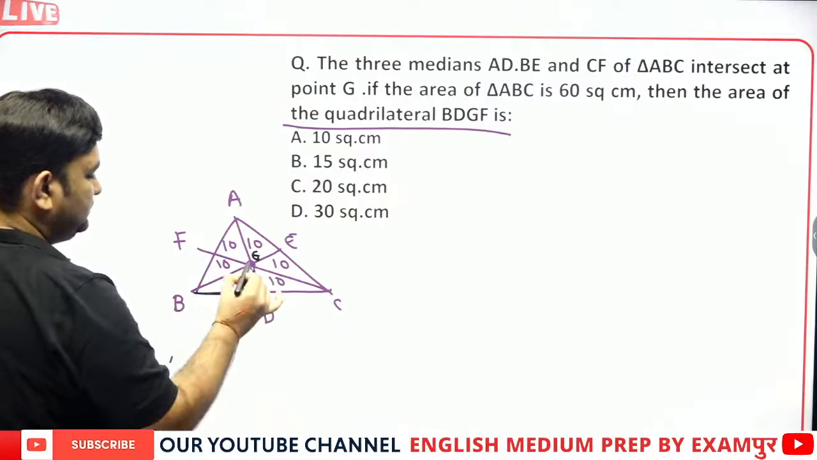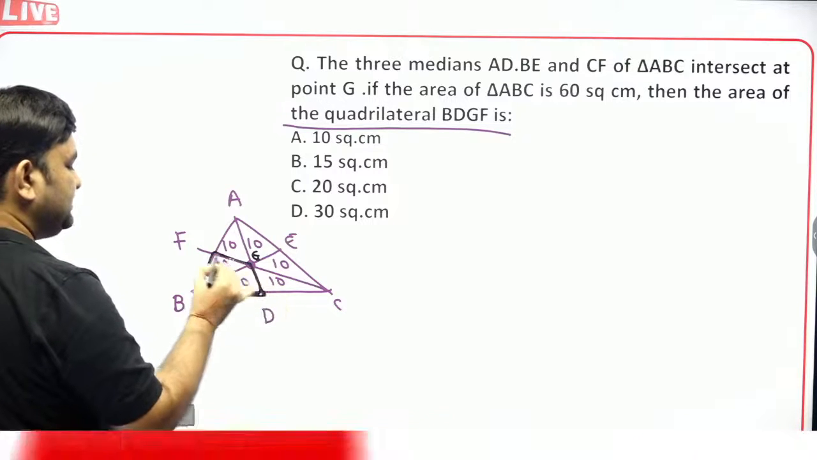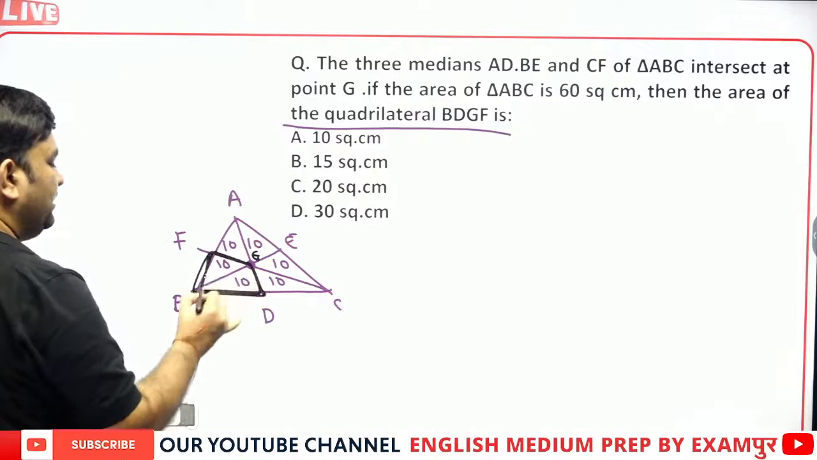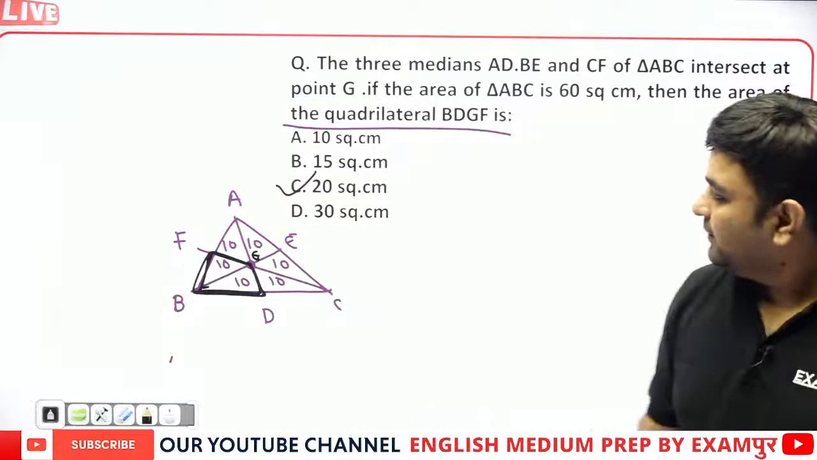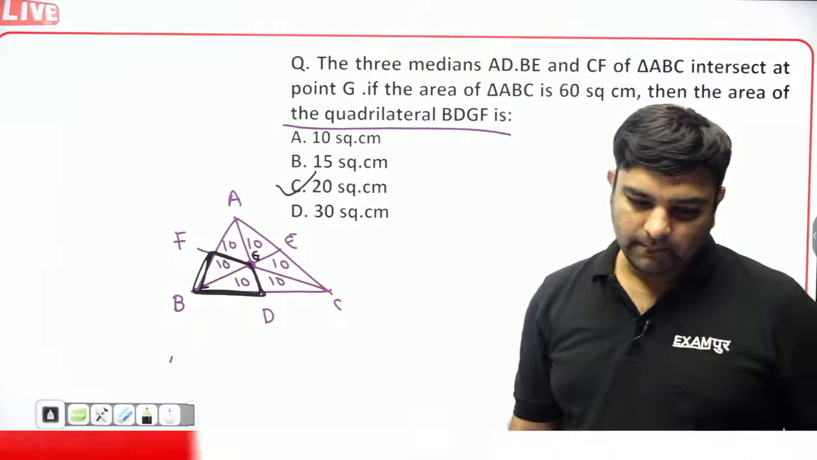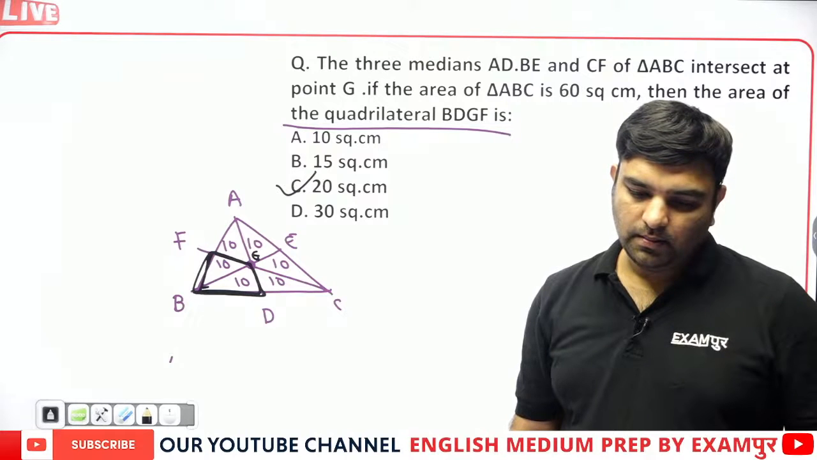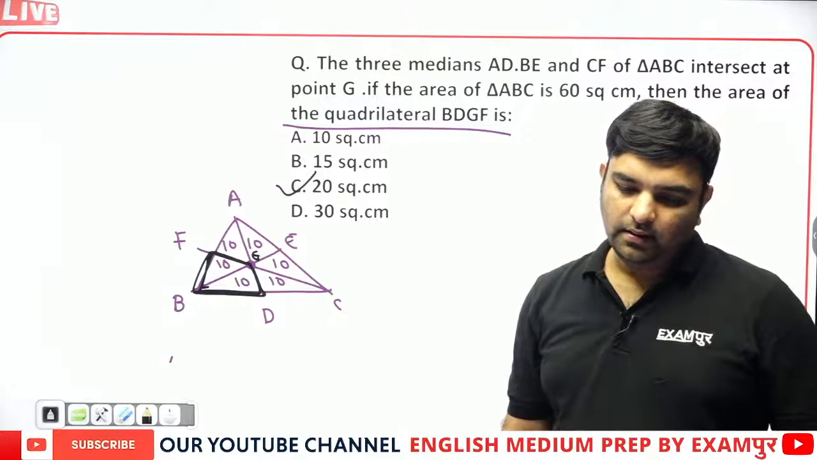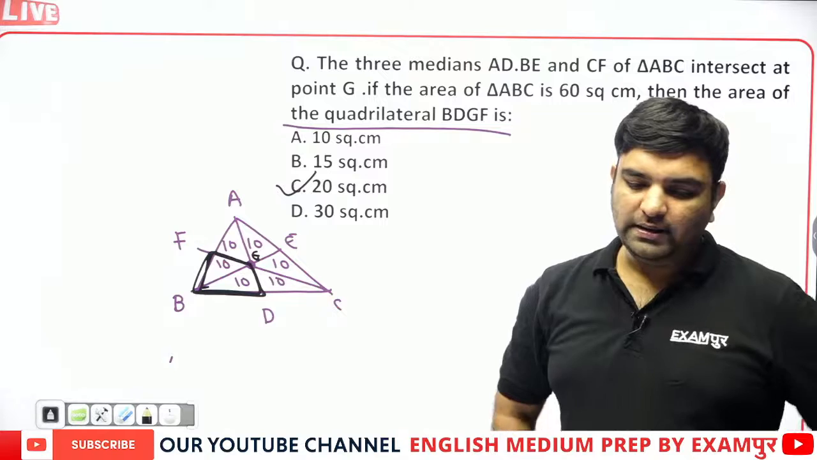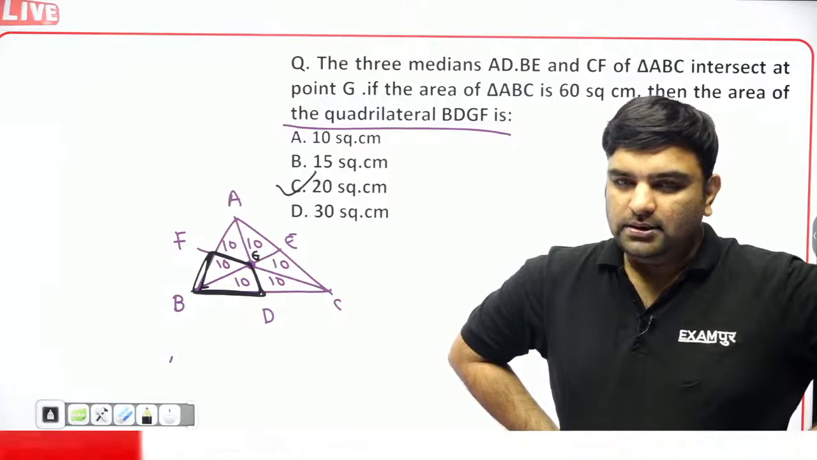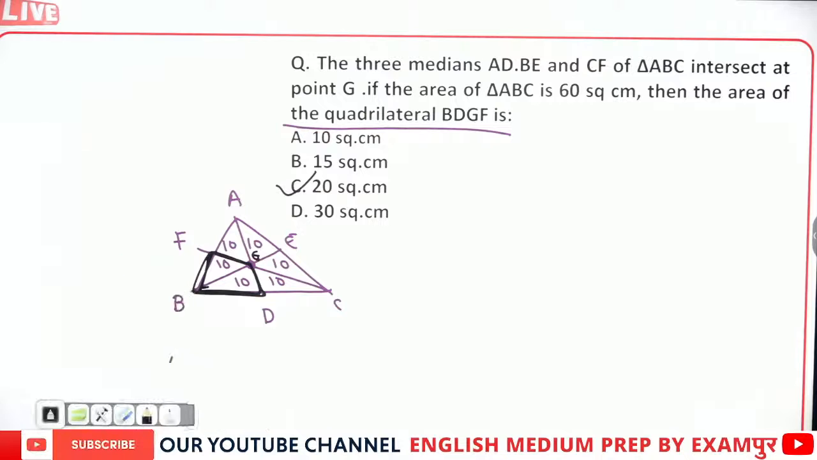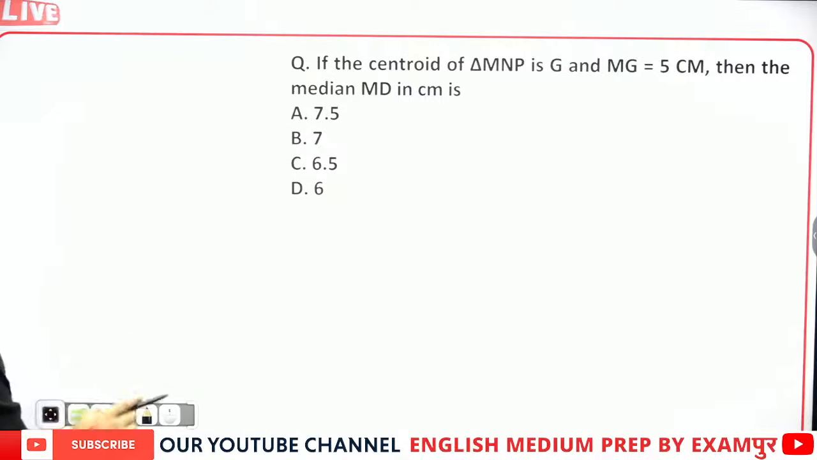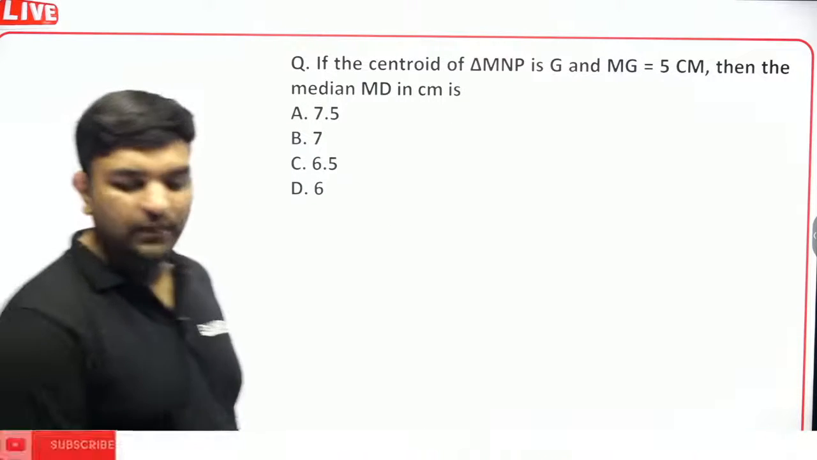Quadrilateral BDGF has two triangles inside it, so 20 is the answer. Ram, what are you trying to say? Let's move on. Fourth or maybe the fifth question.